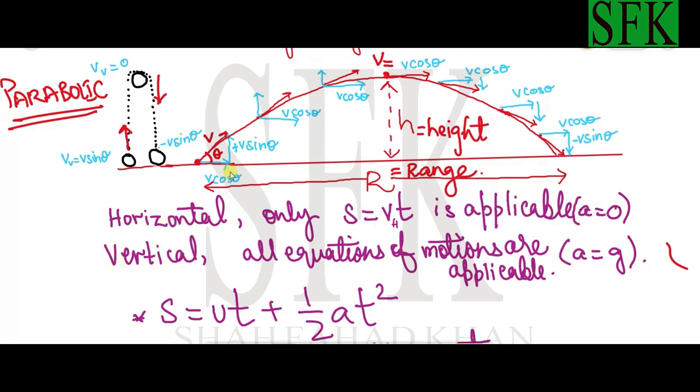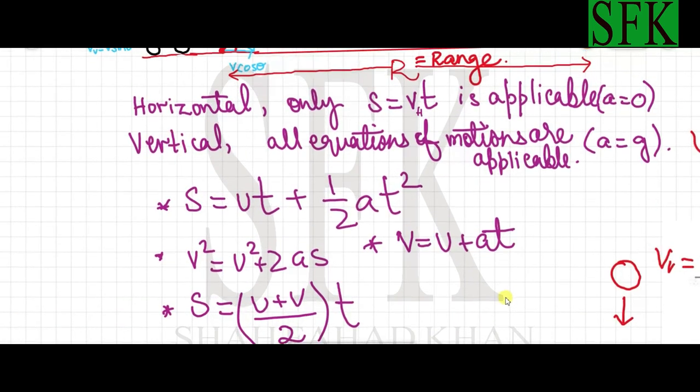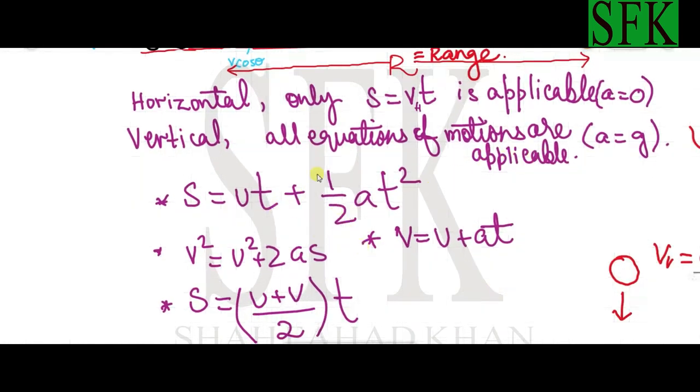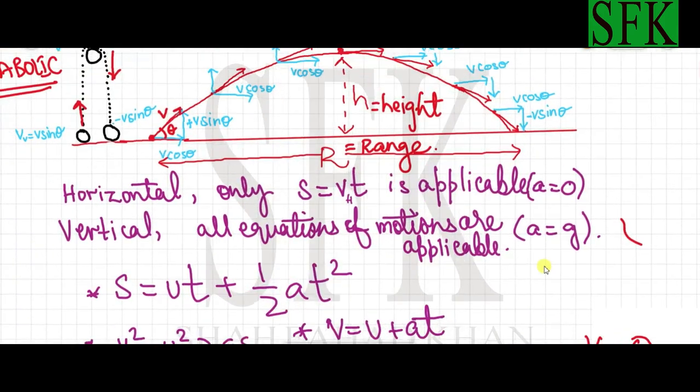Whereas for the vertical component, all equations of motion are applicable because acceleration is constant, equal to 9.81, and hence it's uniformly accelerated motion, and all the equations of motion are applicable: s equals ut plus half at squared, v squared equals u squared plus 2as, s equals (u plus v) upon 2, the whole thing multiplied by t, and v equals u plus at. We've covered all this in the previous videos.